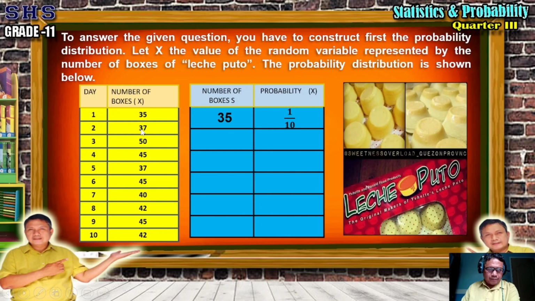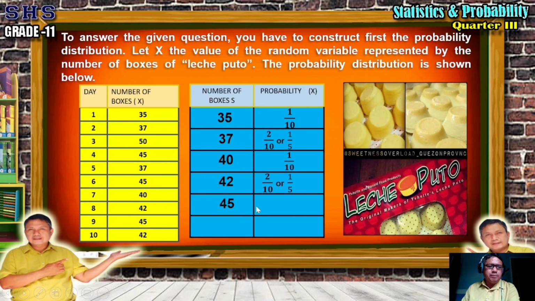So, we have only one 35, so express as 1/10 as our probability. Next, 37. Tingnan po natin. So, 37, ang susunod na number, ilan ang 37? Dalawa. So, therefore, express nyo ang probability as 2/10 or 1/5. The next number is 40. Ilang 40 po meron? Isa lang. Kaya ito po ay same as 1/10. The next number is 42. Ilan po? 1, 2. So we have 2/10 or 1/5.